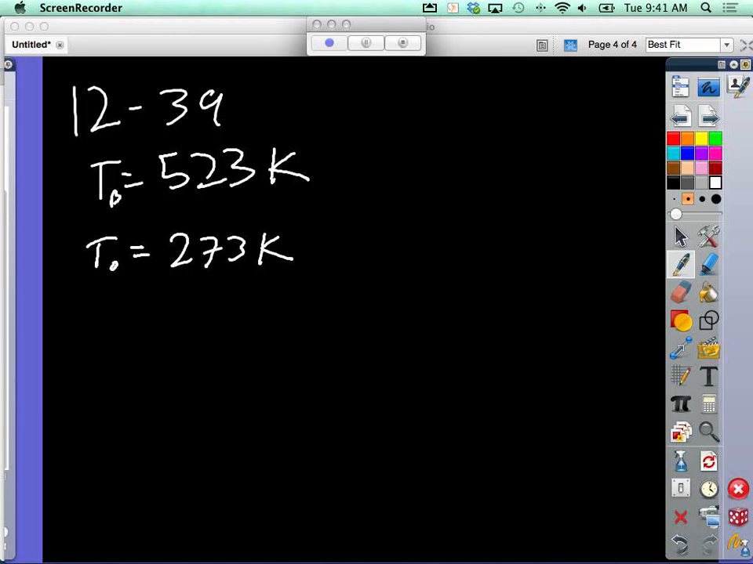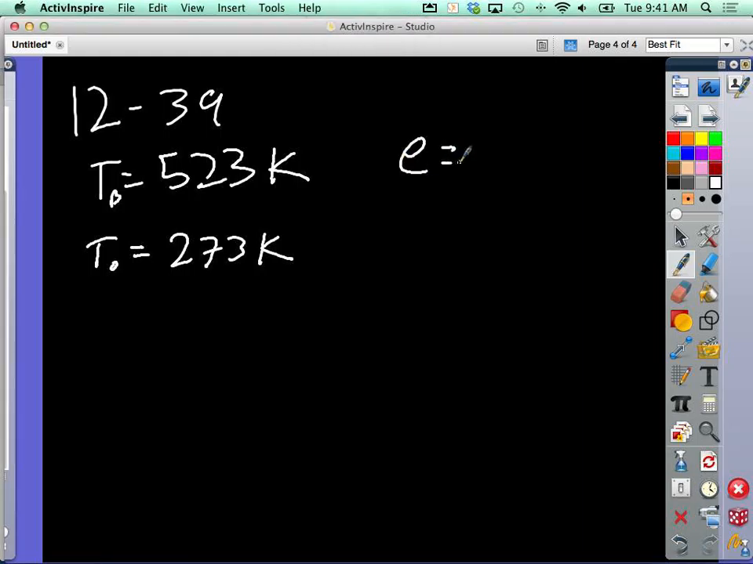Okay, so here they're asking for the efficiency, right? What is the base equation for efficiency? If I give Calvin some cash and I tell him, go invest this, I'm going to rate you on your efficiency. When he comes back, how do I calculate his efficiency? Yeah, I calculate the amount of money he brought back over the amount of money I gave him, right?